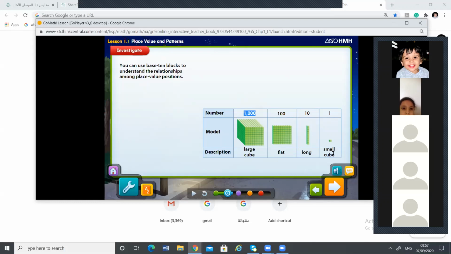So see the names: small cube, long, flat, and this is called the large cube. Did you understand this? You just have to know the names: this one is called the small cube, these are ones, and then this is the long, called tens, and then the hundreds.